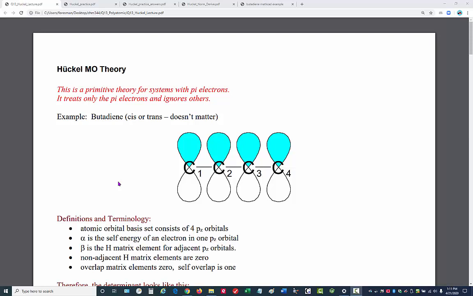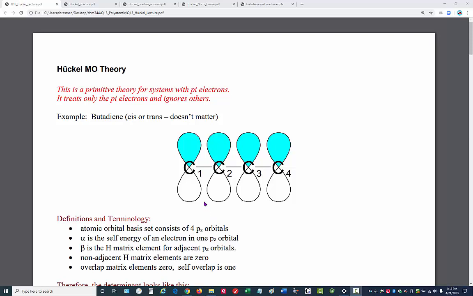So Hückel theory is a primitive theory. It only applies to systems that have pi electrons. It treats only the pi electrons and ignores all others. So if you were looking at the butadiene molecule that has 4 carbons, and then 2 hydrogens on each end, and 1 hydrogen on each of the carbons in the middle, butadiene with 2 double bonds, the butadiene molecule would be represented in Hückel theory as just 4 connected atoms.